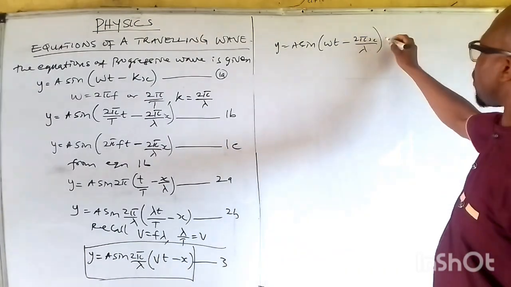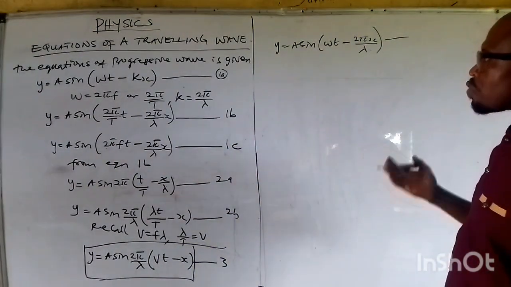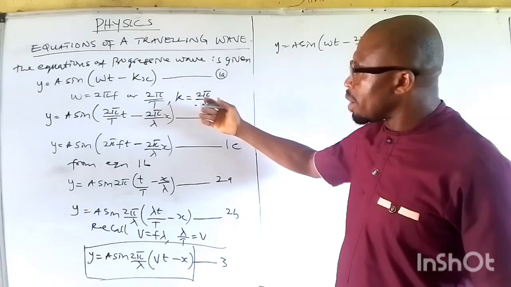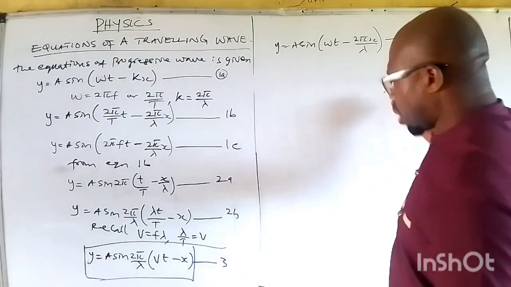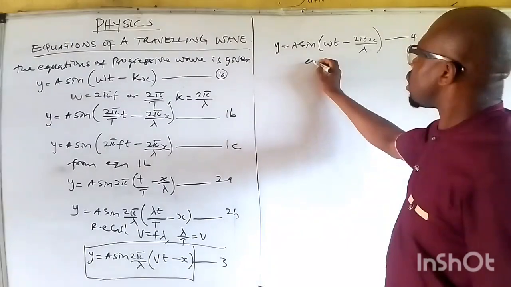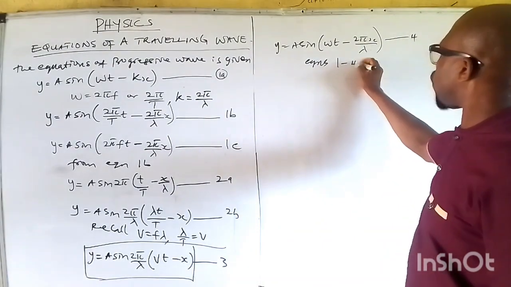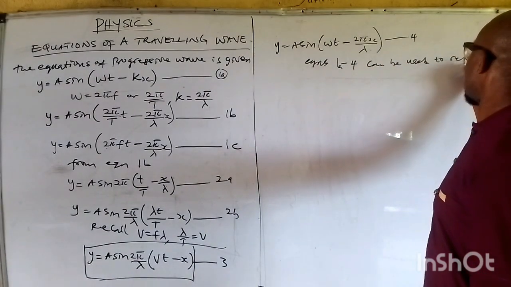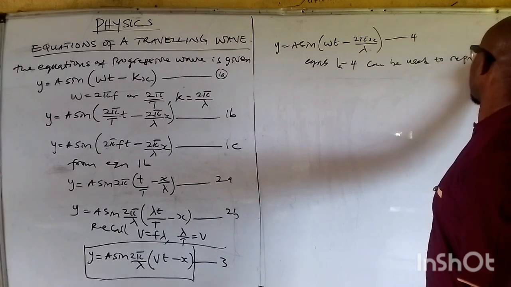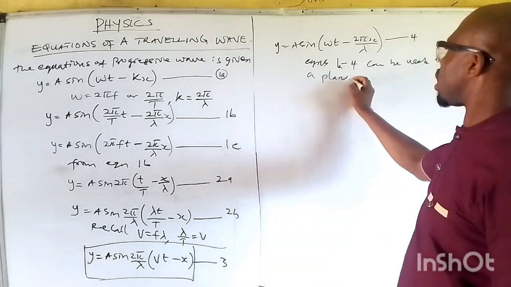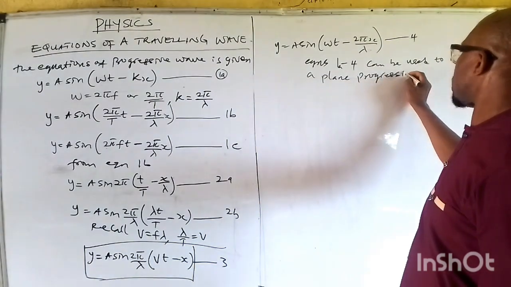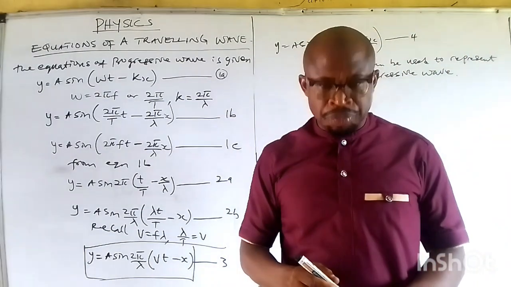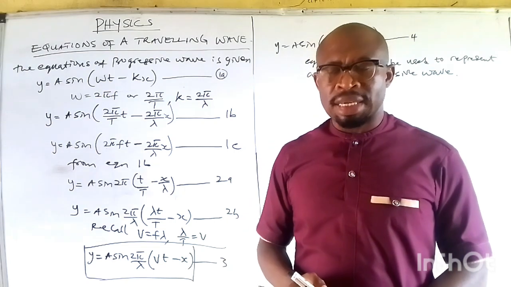So these are different ways of writing these equations. All you need to do is note each of them, and know the particular parameter given. We can call this one equation 4. So we can say that equations 1a to 4 can be used to represent a plane progressive wave. Now, we can take one or two calculations to help us better understand this.